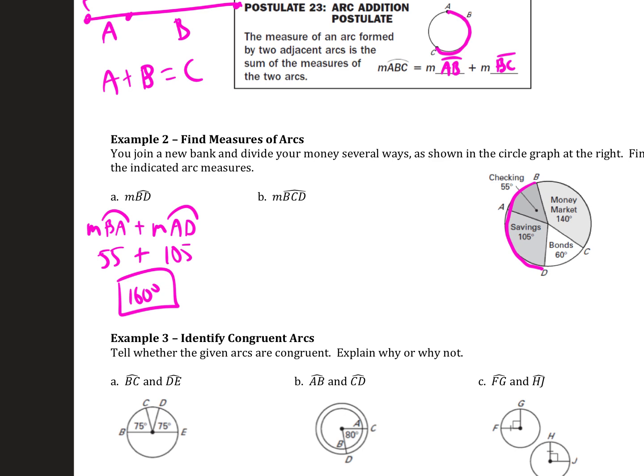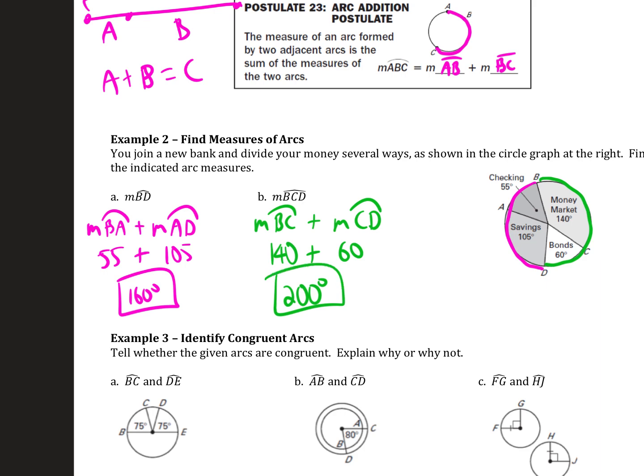Awesome. Then we have measure of arc BCD. BCD is this one right here, right? Which arcs make up that? Well, we have measure of arc BC plus measure of arc what? CD. That's going to be 140 plus 60. That's going to be equal to 200 degrees. And that's it.